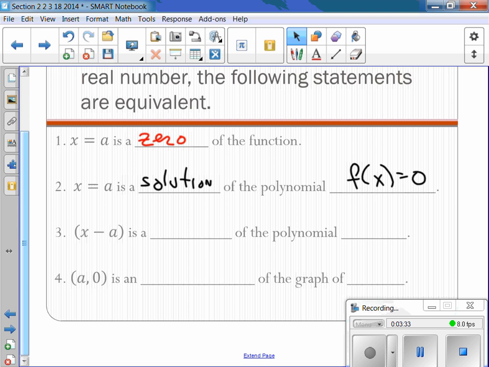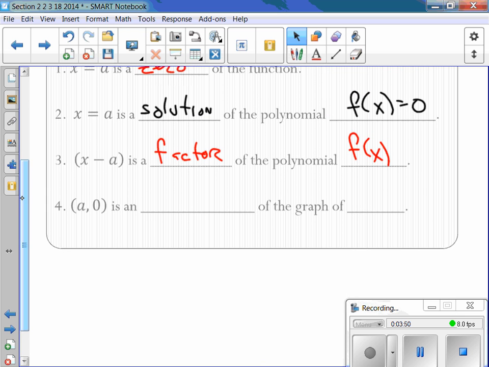x minus a is a factor of the polynomial function f of x. And the point (a, 0) is, what is this point? It's an x-intercept of the graph of f. All these are equivalent statements.